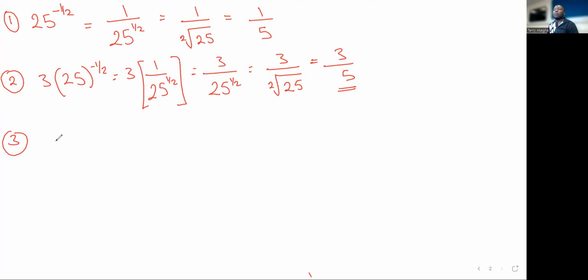Number 3, let's pick another one. Let's say we have 16 to the power of minus 3 over 2. The same thing. To remove the negative sign, it's going to be 1 over 16 to the power of 3 over 2. Then, to solve this now, we can apply maybe law 7 or law 5.